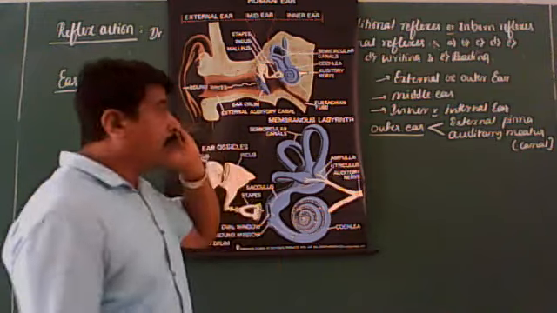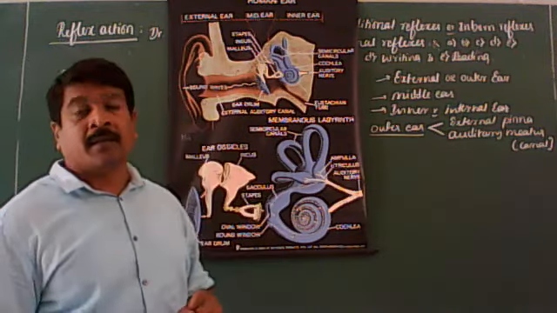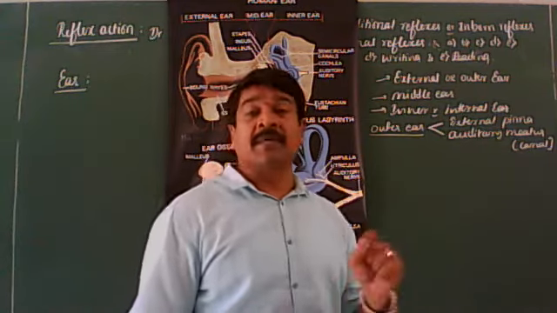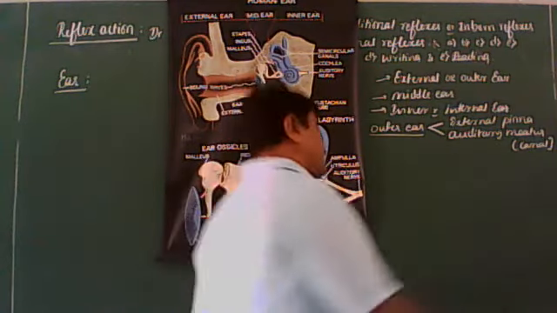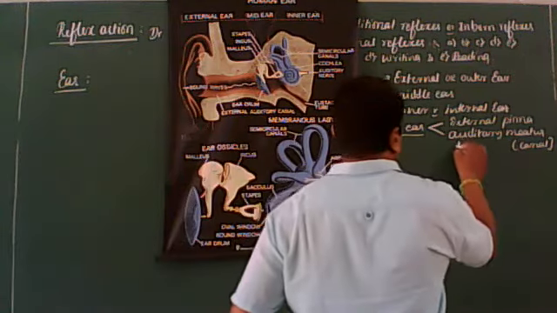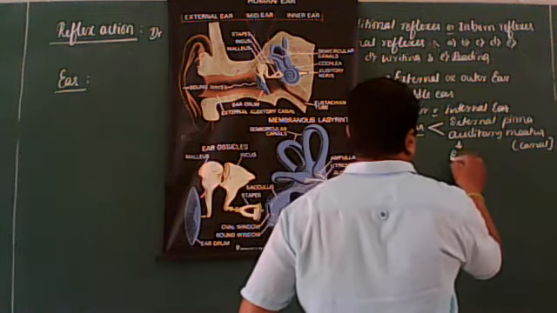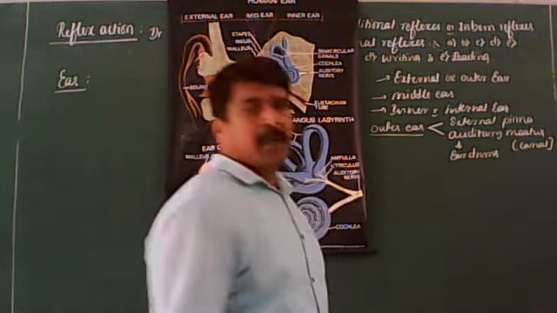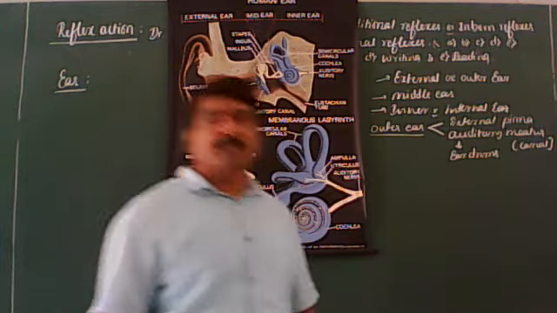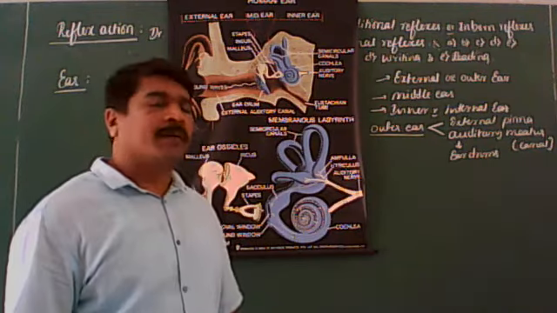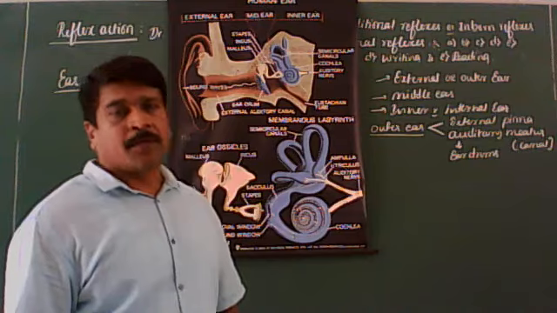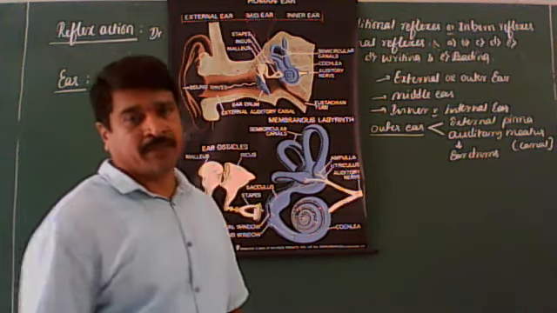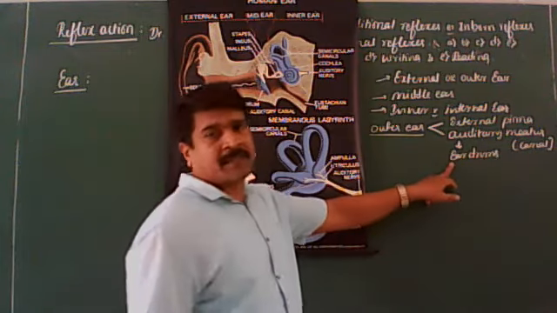Clear? Then the external auditory meatus or canal continues up to the tympanic membrane, also called the eardrum. This tympanic membrane is made up of connective tissue and covered with skin. That you should keep in mind. I think this is clear for you.